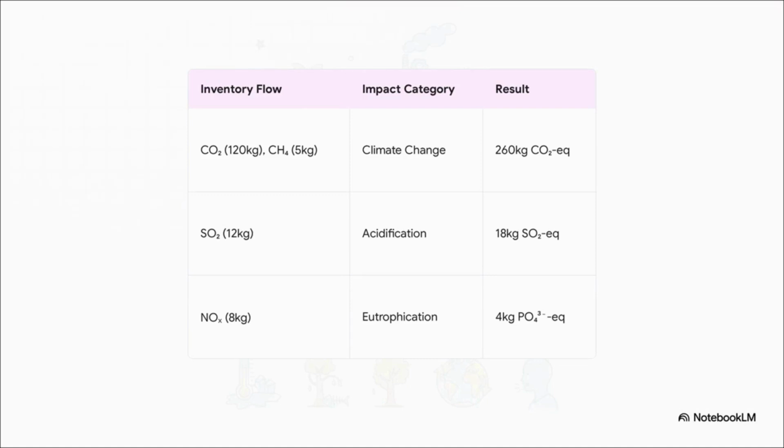Abstract chemical weights from the life cycle inventory, or LCI, get converted into distinct categorized environmental impacts. Notice how 120 kilograms of CO2 and 5 kilograms of methane are combined and translated into a single metric for climate change. It's no longer just a random list of gases. It becomes a unified measurement of global warming potential.